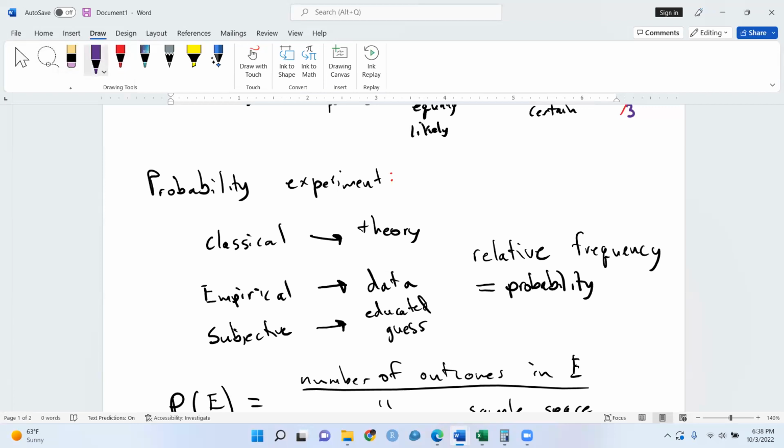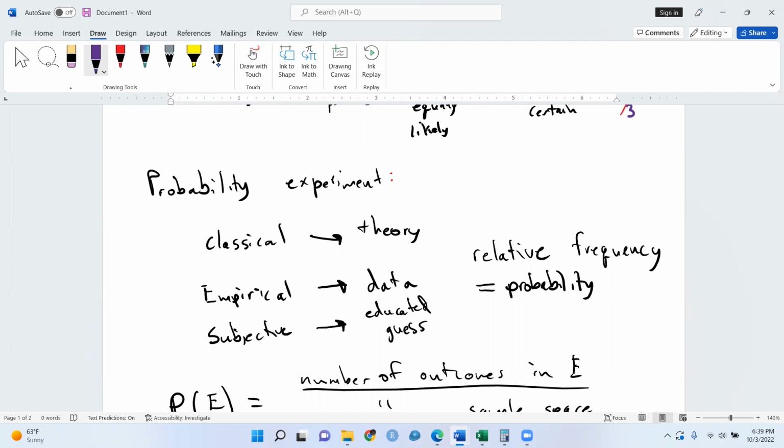Then there's three types of calculations we can do. Classical comes from theory. It's where we know all of the outcomes that could ever happen from the beginning. So any card game, any rolling of dice, we know what the things are. We just don't know when we perform the experiment what's going to happen, but we know the chances that things are going to happen. Empirical probabilities, it's a data set.